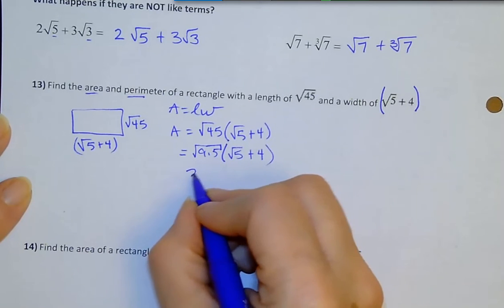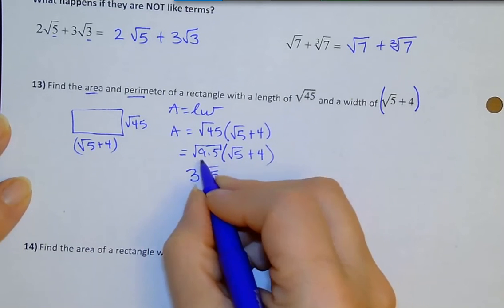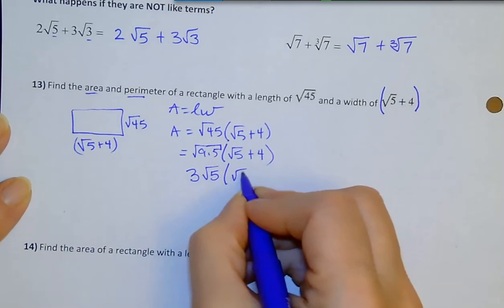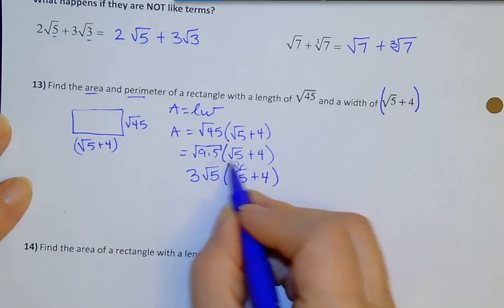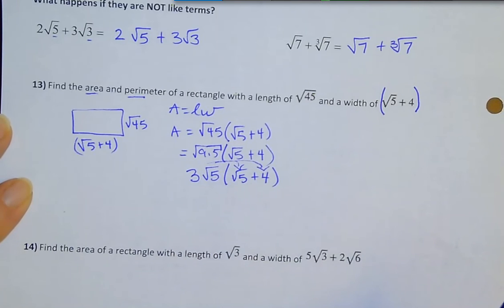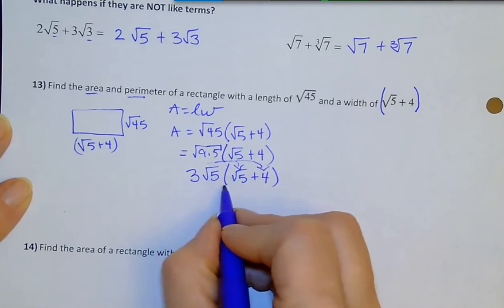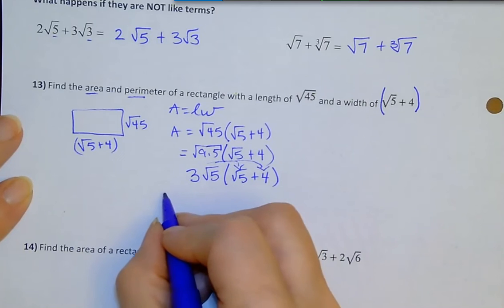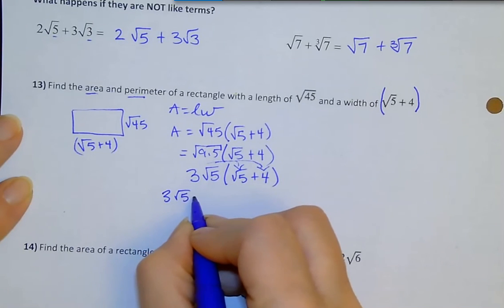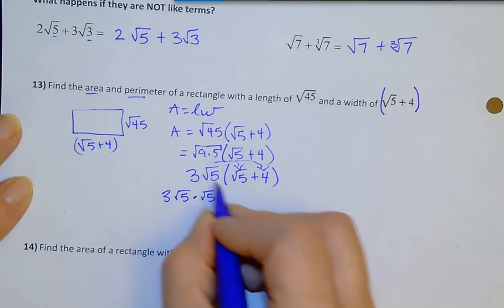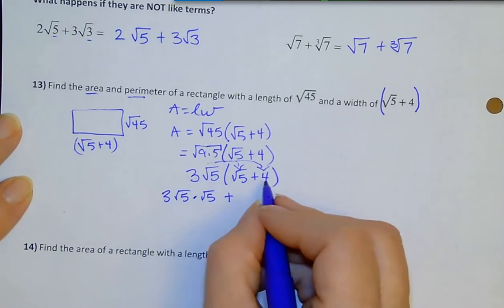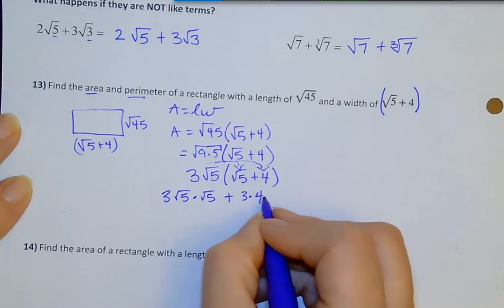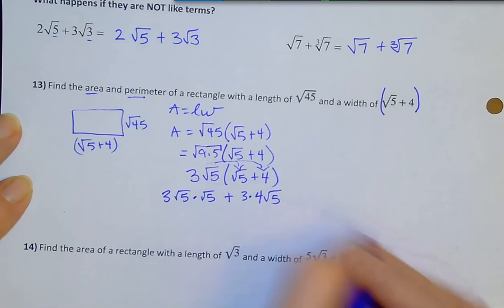So I know that that is 3 times the square root of 5, right? Times the square root of 5 plus 4. I'm doing that because now when I use distributive property, it's more numbers that I'm willing to work with. 3 times the square root of 5 times the square root of 5 looks like this. 3 times the square root of 5 times the square root of 5, plus 3 times 4 times the square root of 5. And I wrote it in that order because I know I'm going to multiply the 3 and the 4.